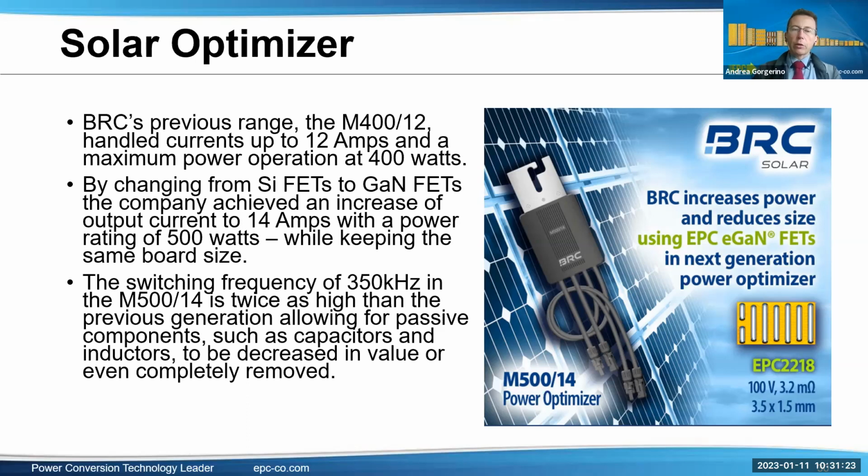But they also were able to increase the switching frequency about double. They went to 350 kilohertz in this case. And this allowed them to reduce all the passive components inside the box, like capacitors and inductors, for lower overall system cost. This optimizer is using the EPC2218, which was one of the devices shown in the previous tables.